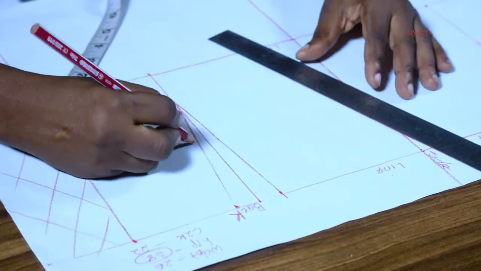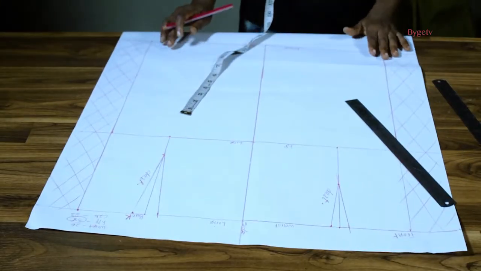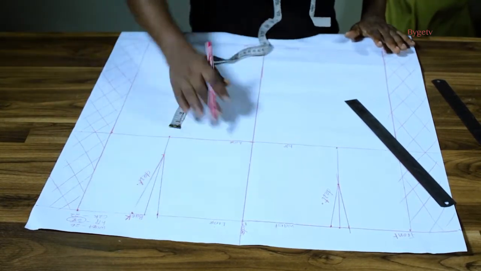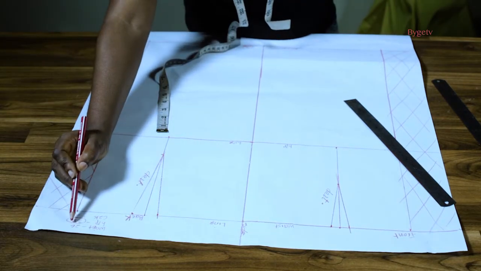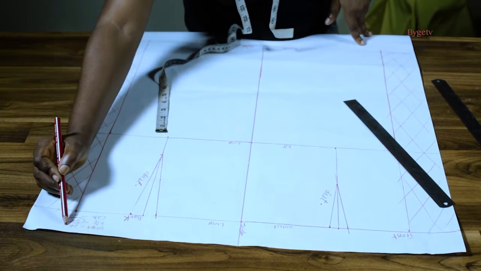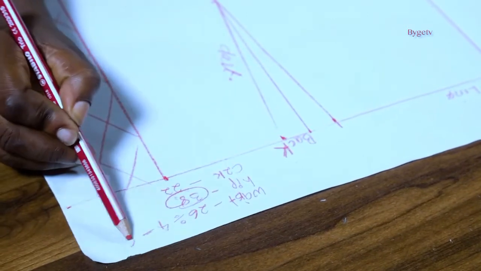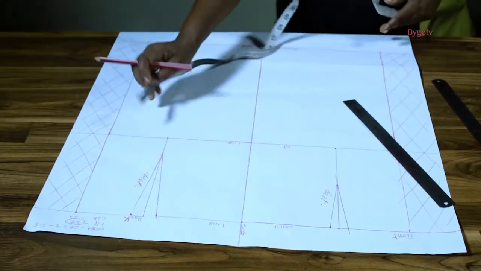And that is your darts. Okay, we're almost there. The next thing we need to get is the curve of the side. The waist is 26 inches. So you take the waistline and you divide it into 4, like you did this. You get a 6.5 there. So we want 6.5 on either side of the paper.